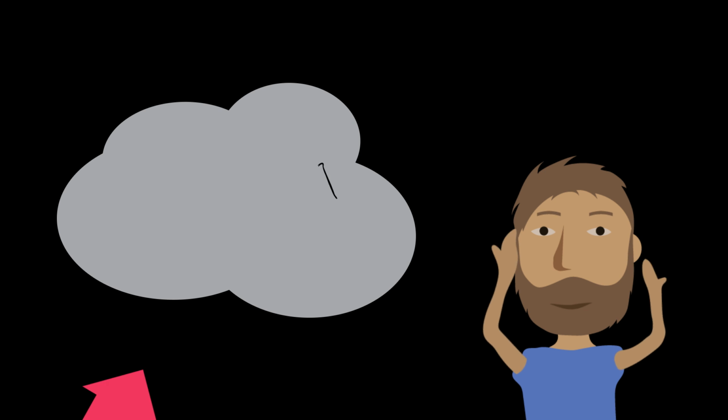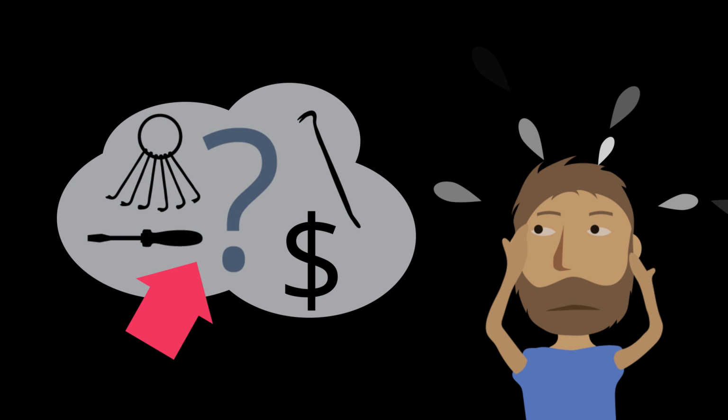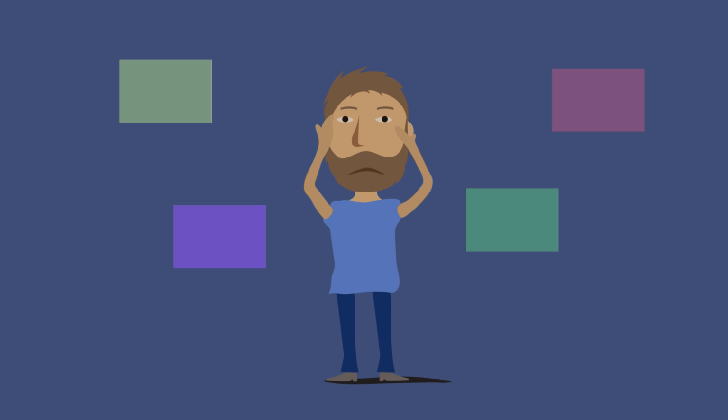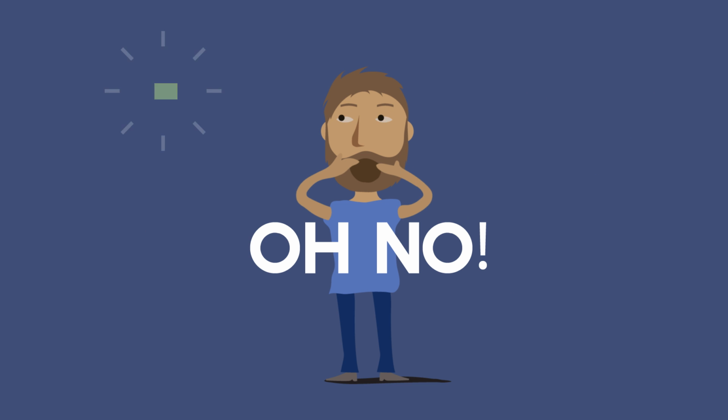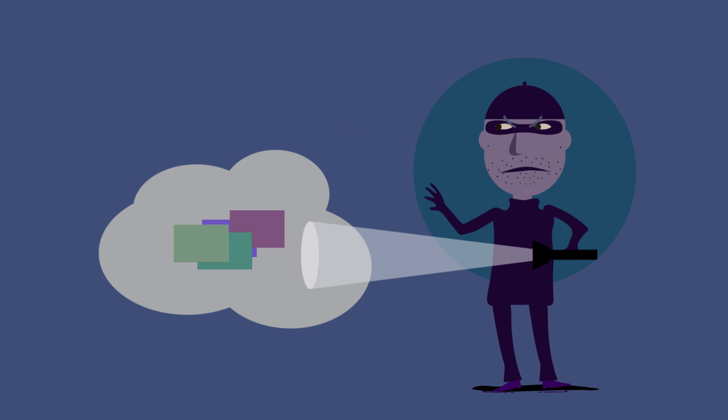However, what Bob doesn't know is that his data faces substantial risks. What if the cloud loses all his data or goes bankrupt? All his photos would be lost. And if a thief breaks into the cloud, he can steal all of Bob's data.